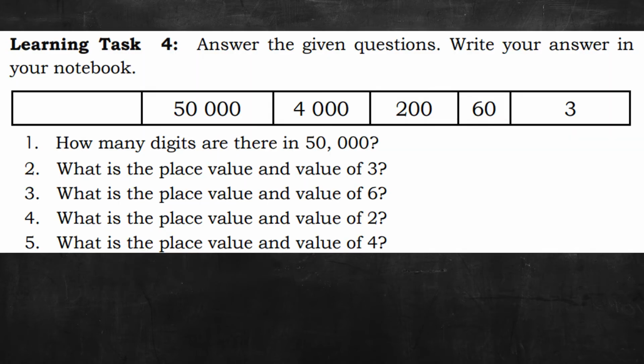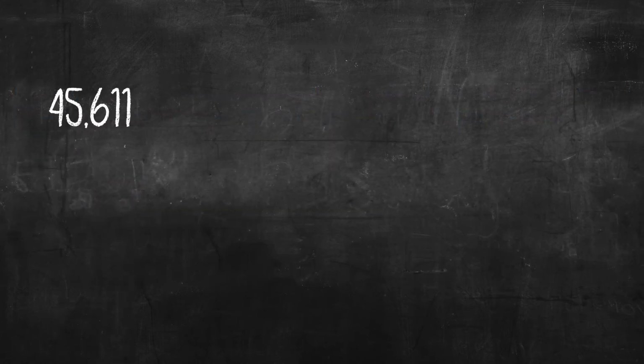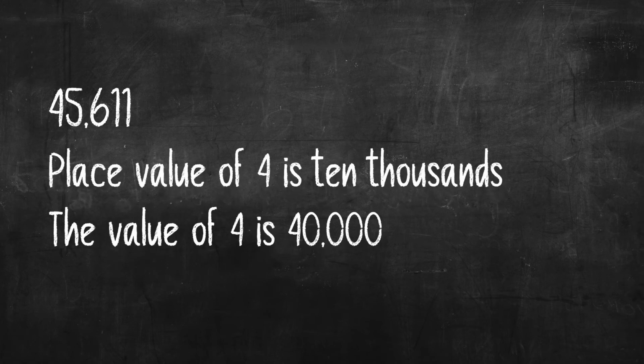For our next learning tasks, answer the given questions. Write your answers on your notebook. Learning task number 5. Complete the table below. Give the place value of 4 in each of the numerals and the value of 4 in each. Write your answers on your paper. Here is an example. I have here 45,611. The place value of 4 is 10,000 and the value of 4 is 40,000.